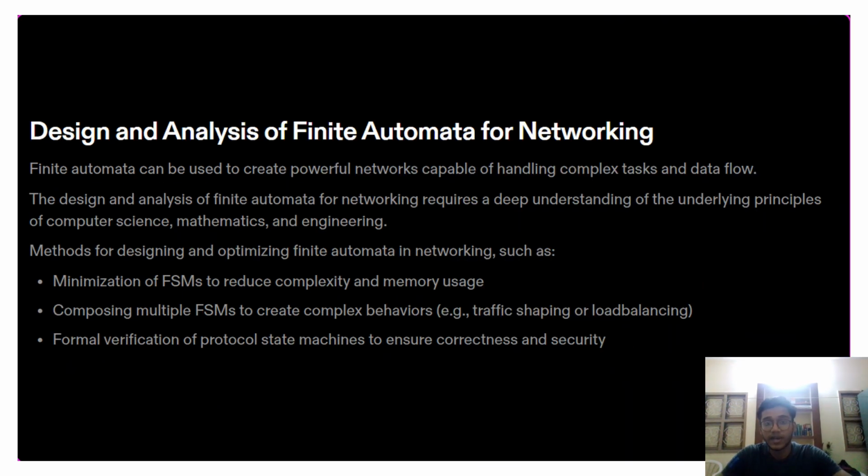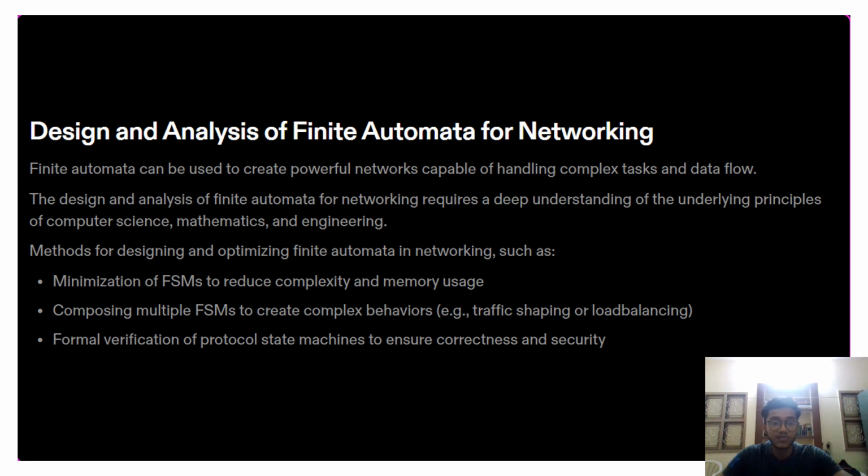Design and analysis of finite automata for networking. The analysis of finite automata is crucial in networking because it helps us to ensure that the protocols we design are efficient and reliable. It allows us to test our designs and identify potential problems before they occur, which can save us time and resources.